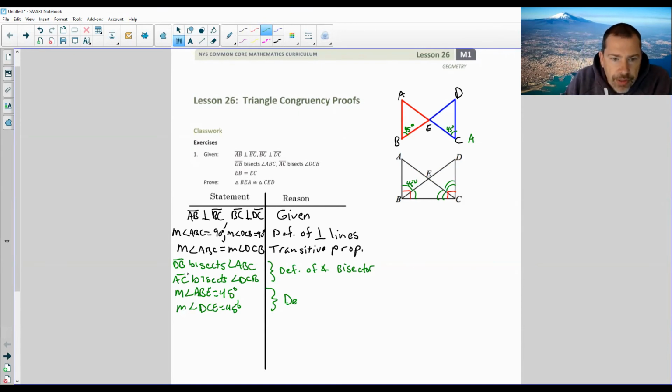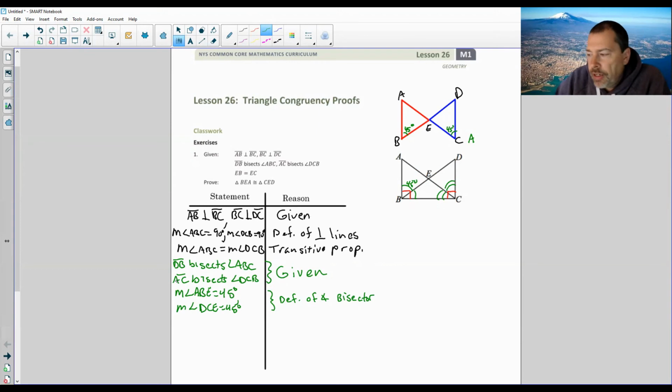Okay, I made a mistake here. DB and AC, that's not definition of angle bisector, so I can fix this real quickly. Unfortunately, if you copy this, you can't, I'm sorry. This goes down like that, and this was a given. Hopefully you caught that and wrote given instead of what I wrote. Okay, so DB being an angle bisector to ABC and AC bisects DCB is a given. It was right here. And then from that, we can say the angles are 45 degrees, and that is the definition of an angle bisector. Okay, so that's that. So let's move on to the next given. EB equals EC.